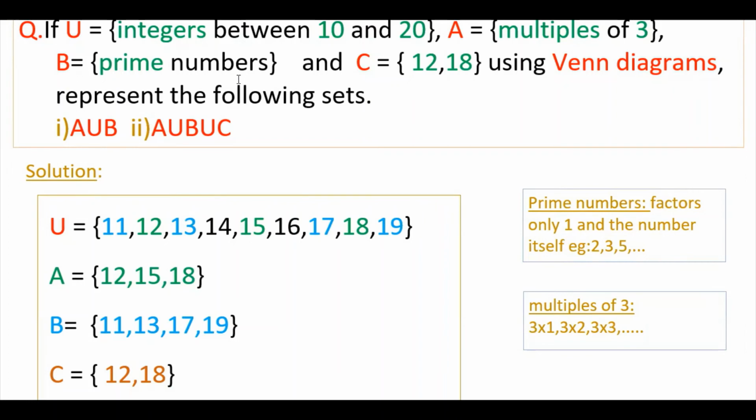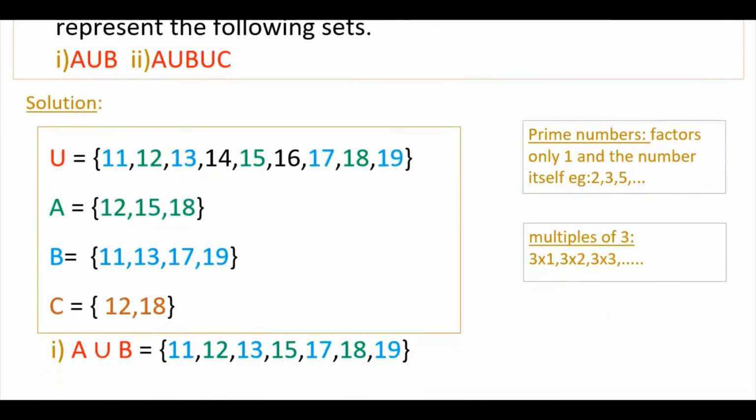Similarly, B is equal to prime numbers. We know that the factors of a prime number are only one and the number itself. Examples are 2, 3, 5, 7, etc. These are called prime numbers. But here you should take the prime numbers between 10 and 20. So from this set, the prime numbers are 11, 13, 17, and 19. These are the elements of the set B. And C elements are already given, so write 12, 18.